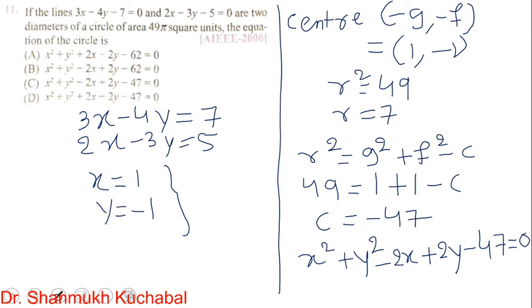We have the standard form of a circle here. In this we have to substitute the values. So we get this as the answer. So clearly option C is the right answer. Option C is the right answer. You can take a screenshot of this.